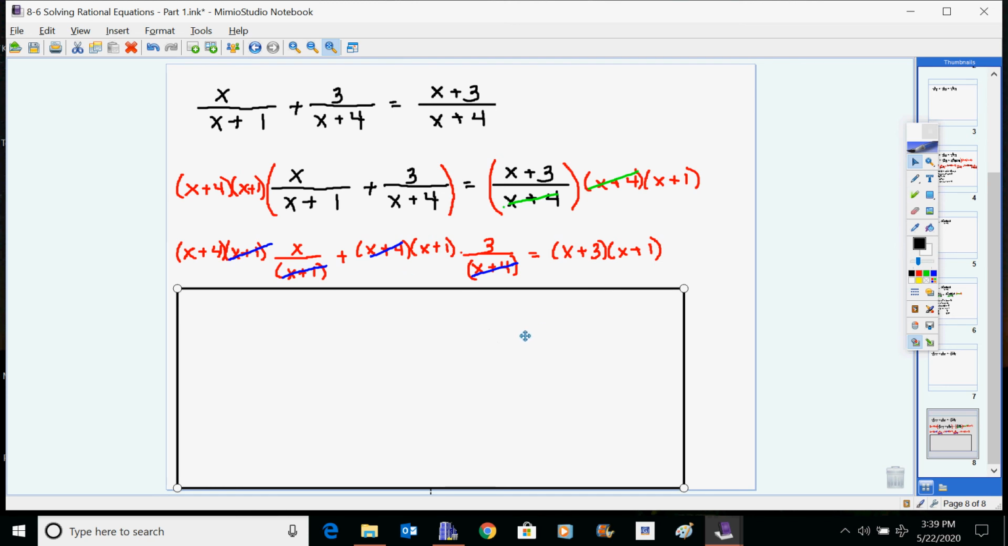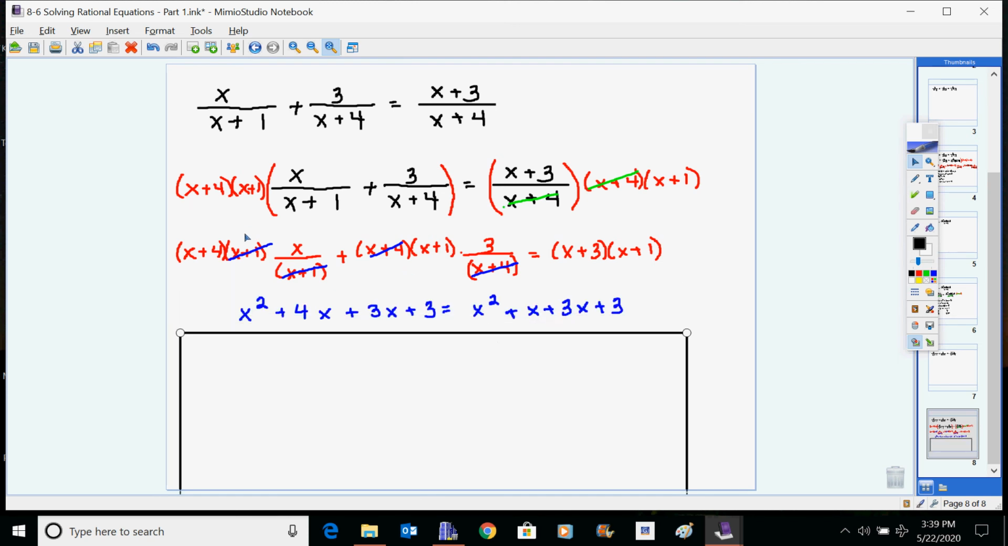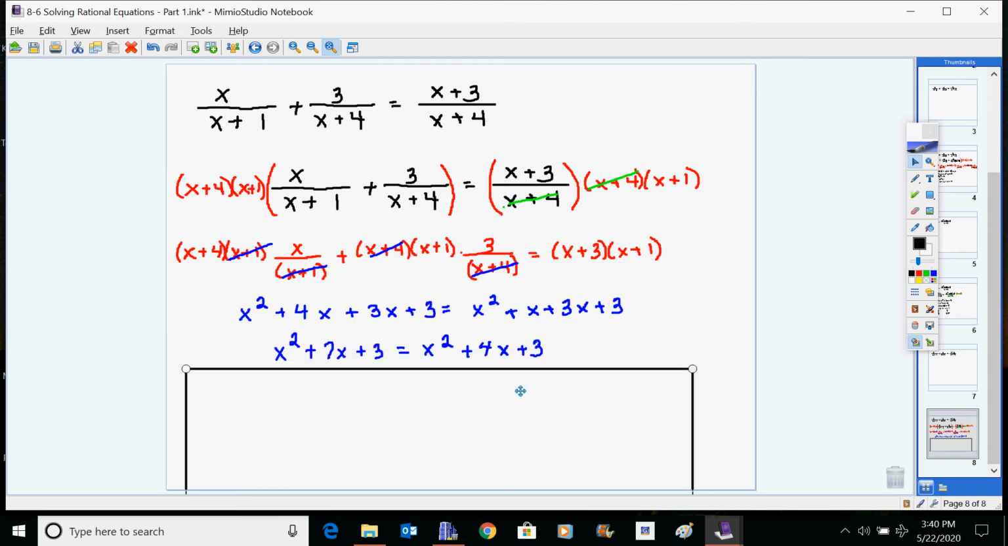Then you need to go through the process of carefully multiplying it out. X times x is x squared. X times 4 is 4x. 3 times x is 3x. 3 times 1 is 3. Then multiply x times x, x squared. X times 1, 1x. 3 times x, 3x. 3 times 1 is 3. Now you can start trying to organize this. You can put your like terms together.